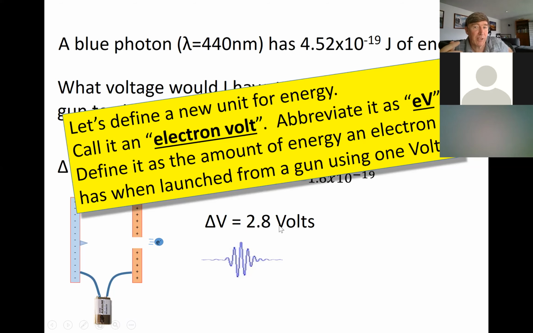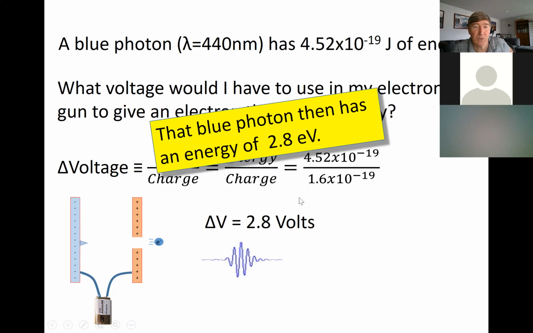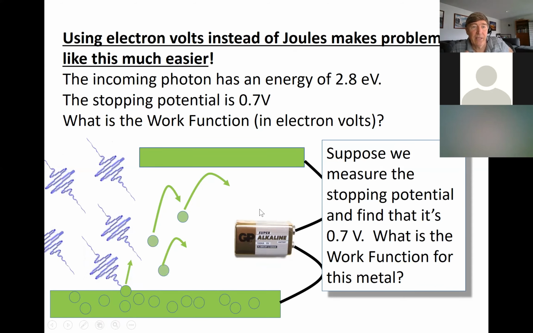So we're going to define our new unit to say that the electron has 2.8 electron volts worth of energy. So 2.8 electron volts is equal to 4.52 times 10 to the negative 19 joules. If we measure our energy using electron volts instead of joules, it makes certain problems a lot easier.